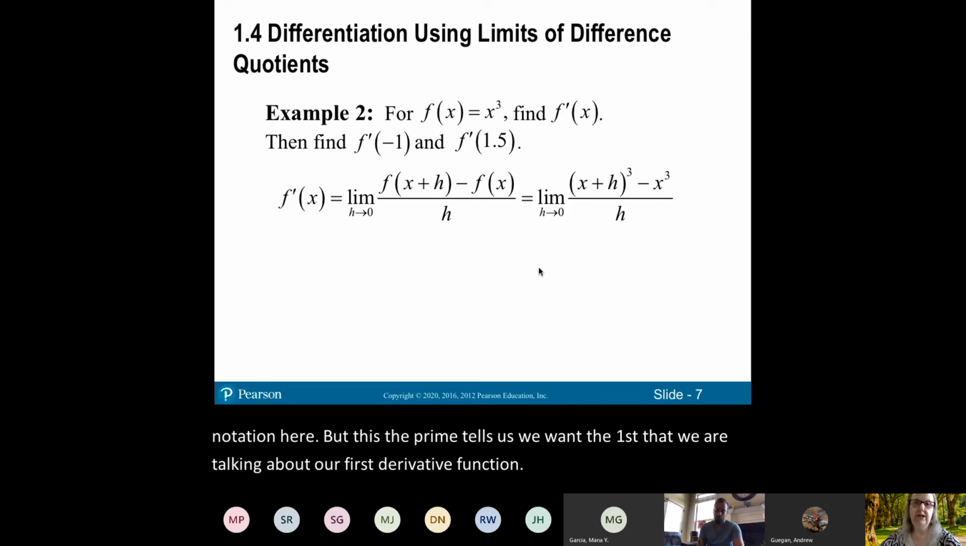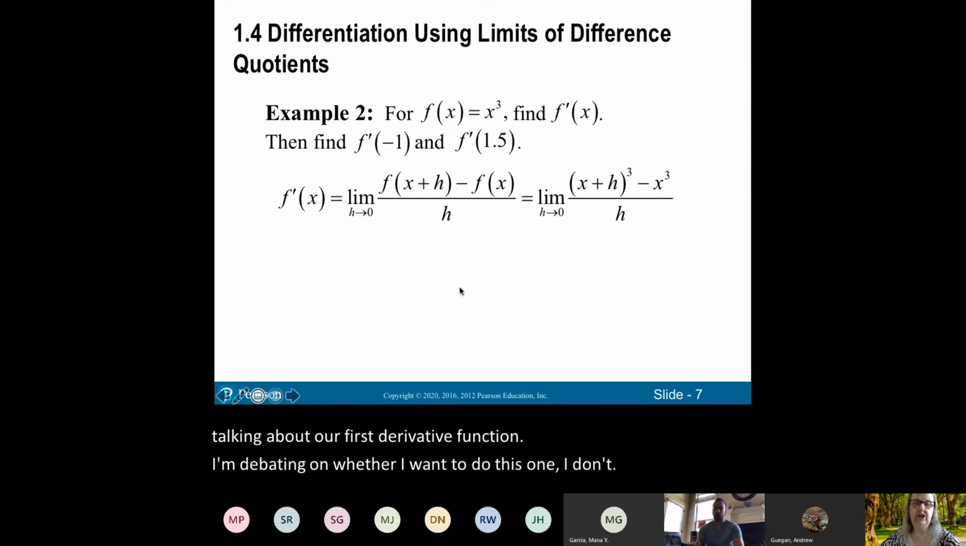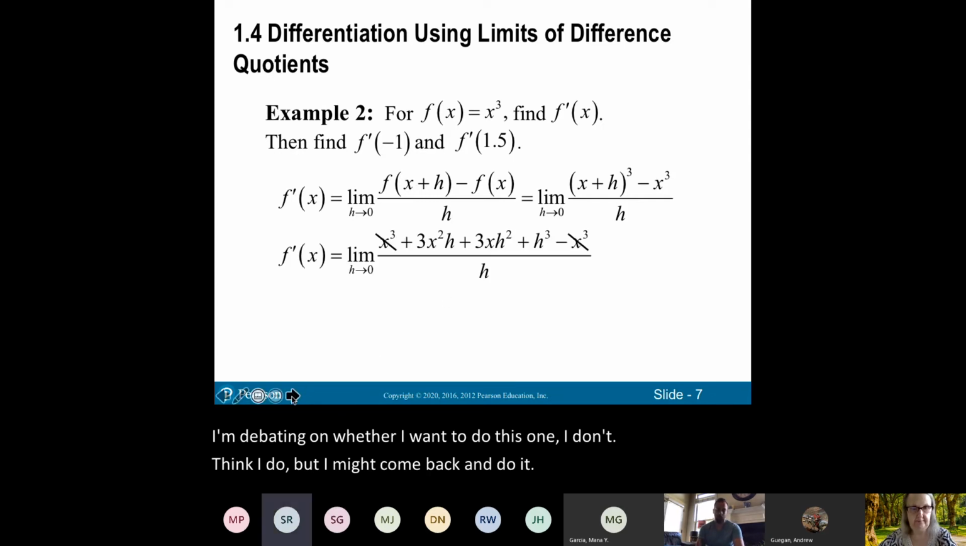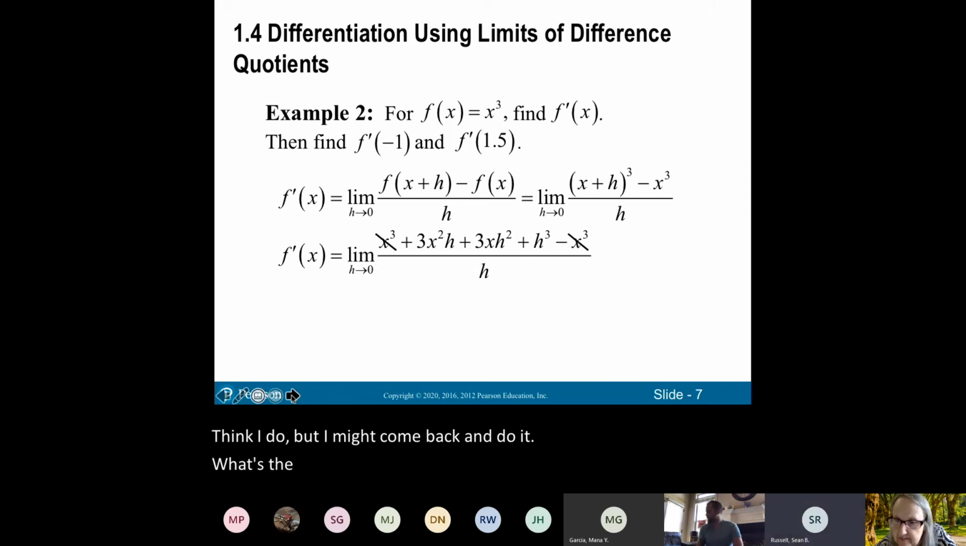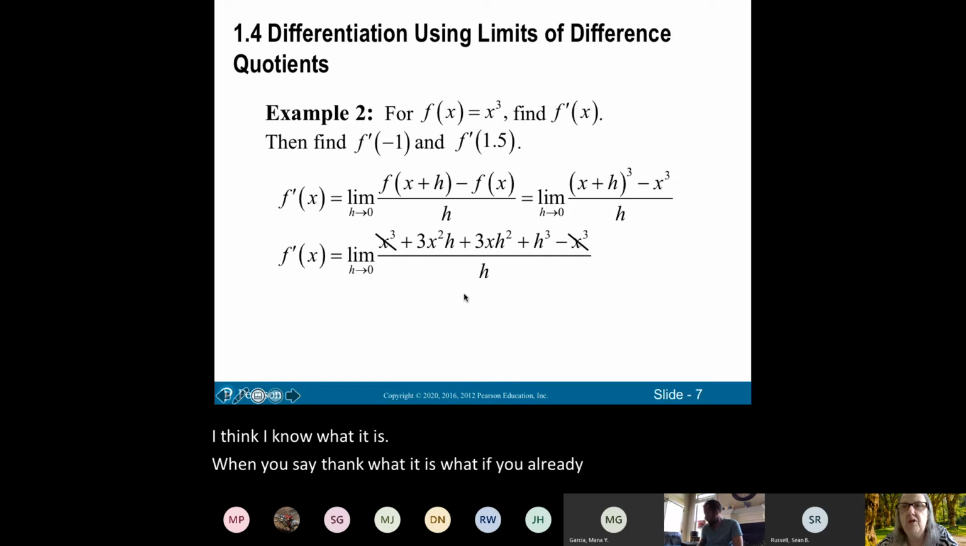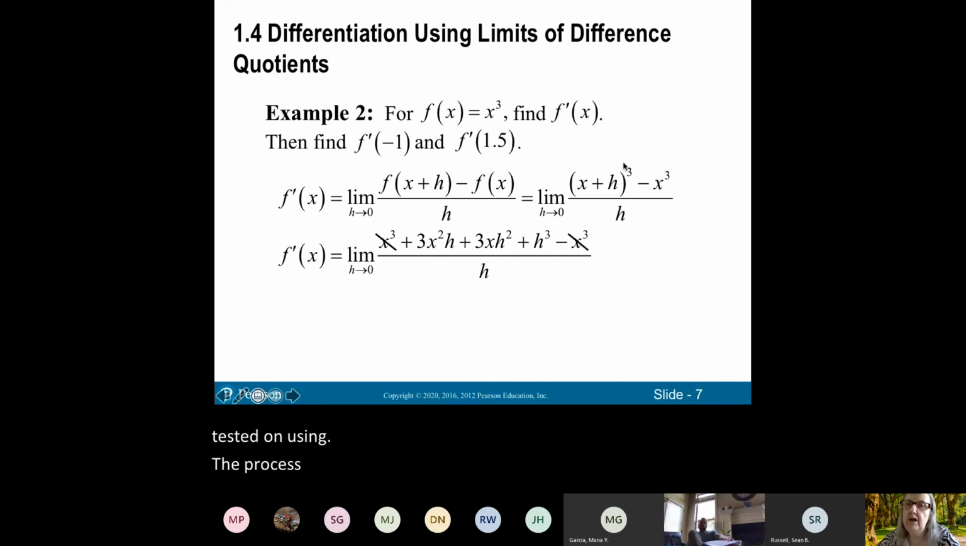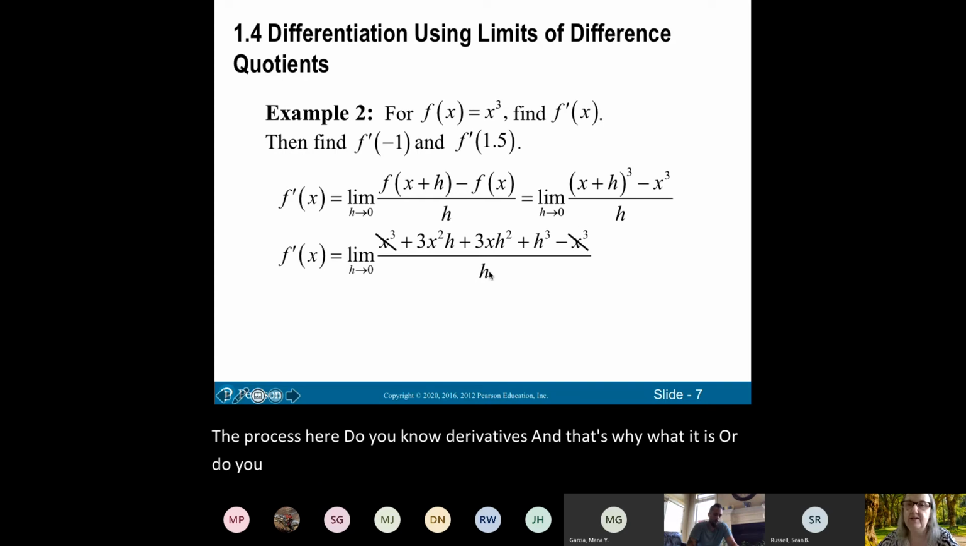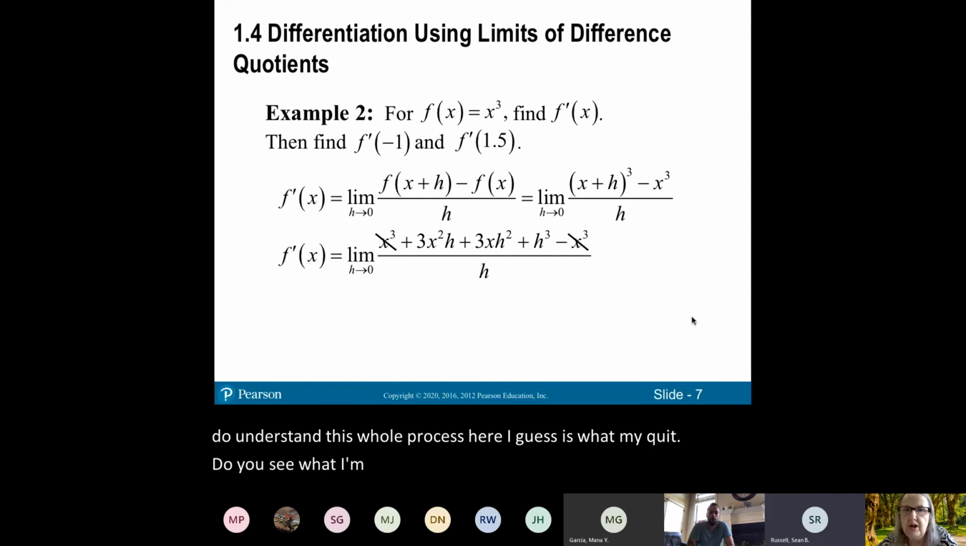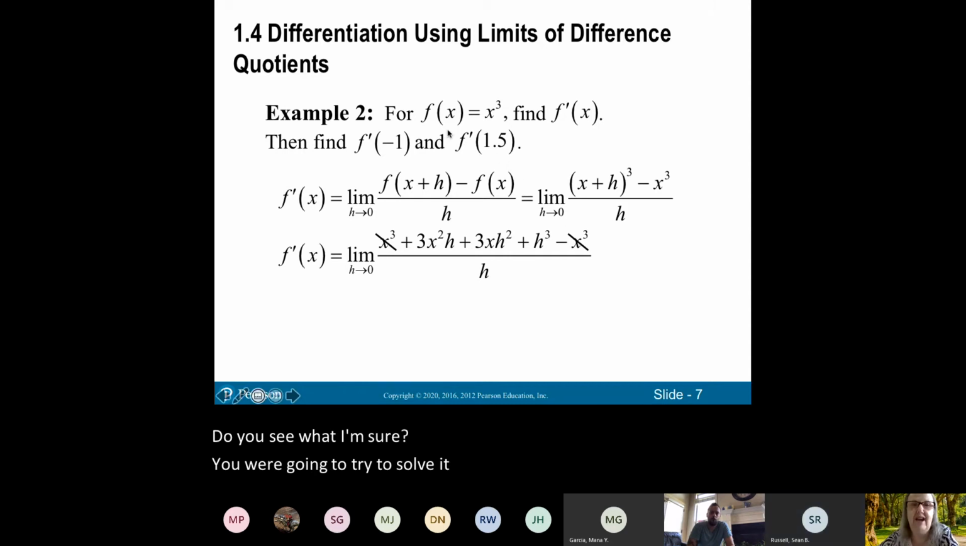I'm debating on whether I want to do this one. I don't think I do, but I might come back and do it. Can I ask you what it is? What's the question? I was gonna ask if I think I know what it is. When you say you think you know what it is, if you already know derivatives, you still will be tested on using the process here, okay? So do you already know derivatives and that's why you know what it is, or do you understand this whole process here? I guess is my question. Both. I was just gonna try to solve it. Oh, you were going to try to solve it? Okay, well, let's look at it then. I don't have a problem with that.